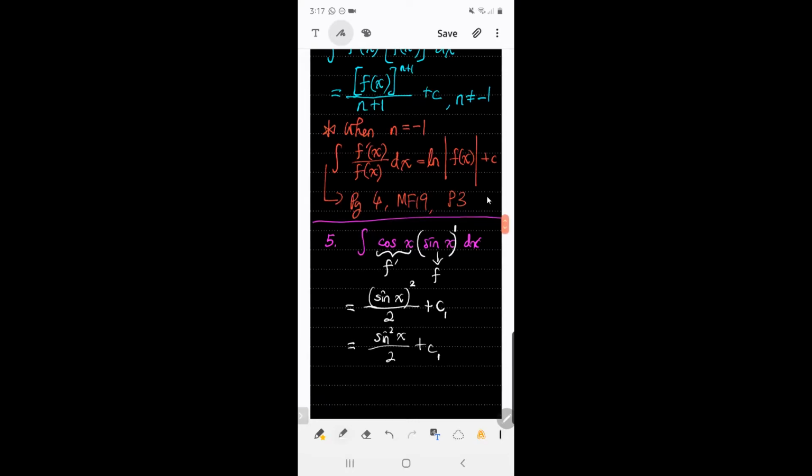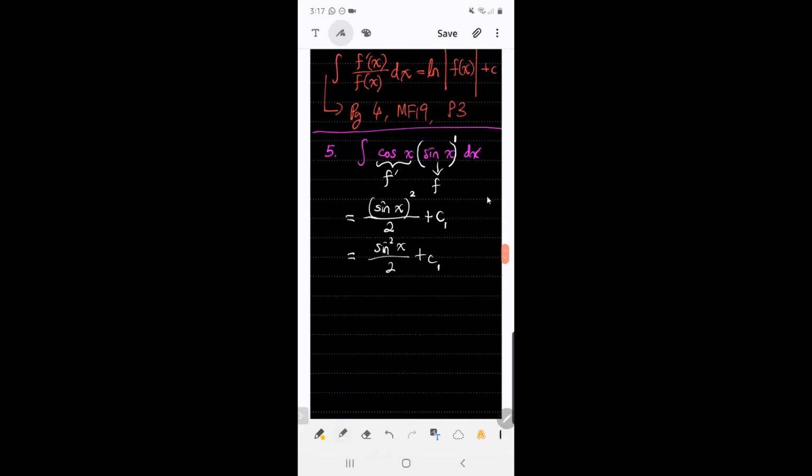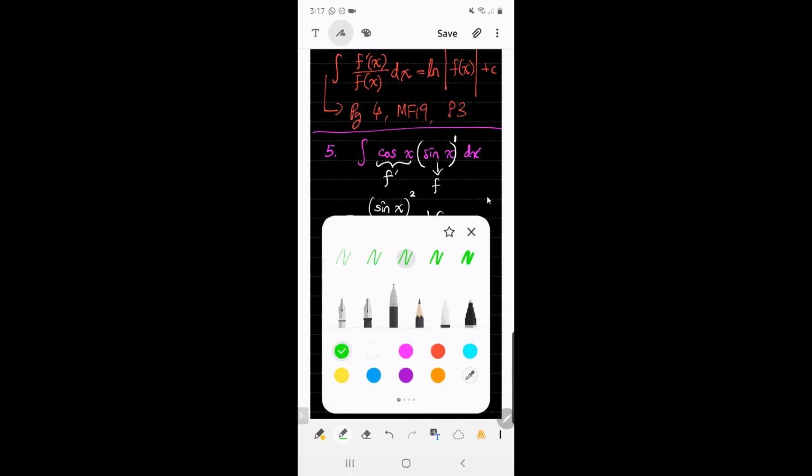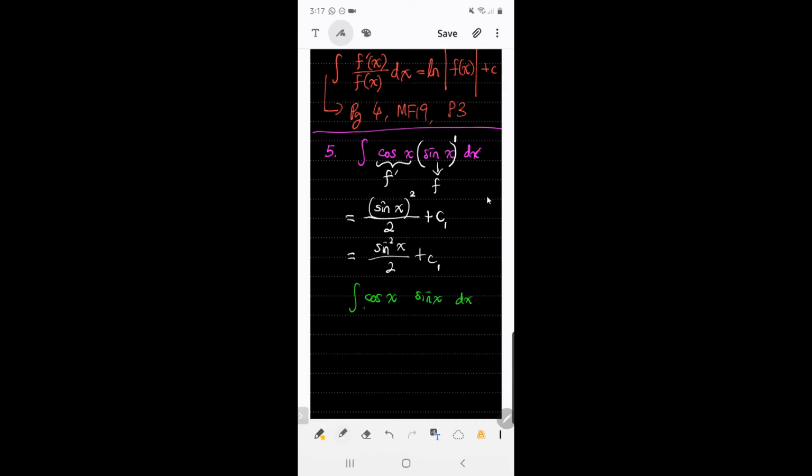Now for question number 5, the second way of doing this is another way. So I have cos x, then I have sine x dx. So I have another way of doing this. Now what happened is I let my f of x be cos x.